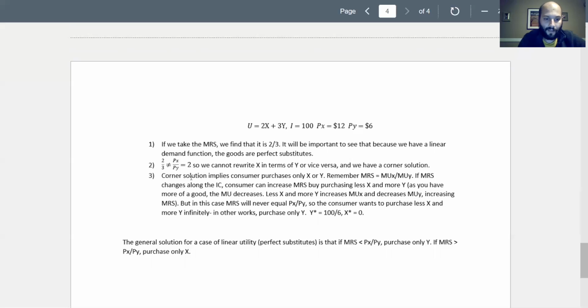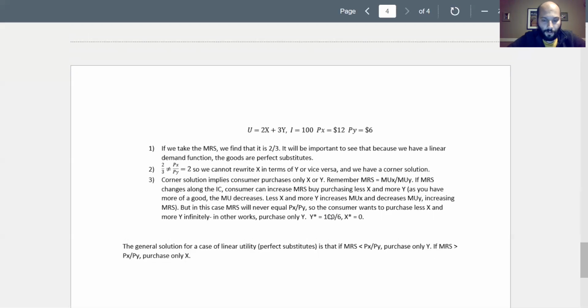All right, in this case, no matter how much additional Y we buy or less X we buy, they're never going to be equal. So we want to buy additional Y and less X infinitely, or up to the point that we're spending all of our income, which means we spend all $100 on Y. We get 100 divided by 6 of them.